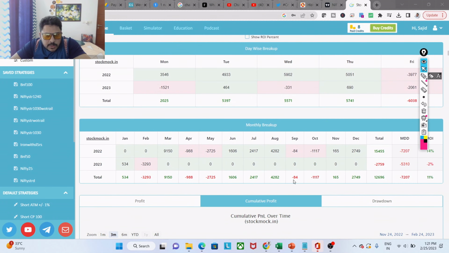So let's check. Mondays we are profitable, Tuesdays we are profitable, Wednesdays we are profitable, Thursdays we are profitable, Fridays we are in loss, 22 and 23. So why do we lose on Friday? Because the premiums don't decay, and this is basically a premium decay strategy.